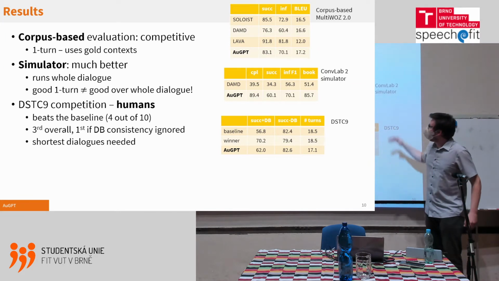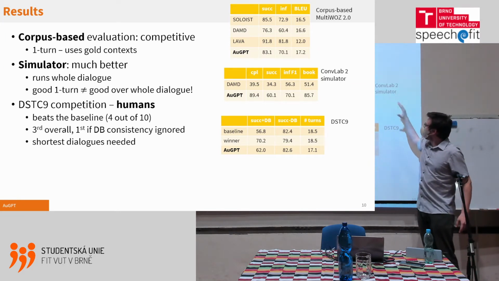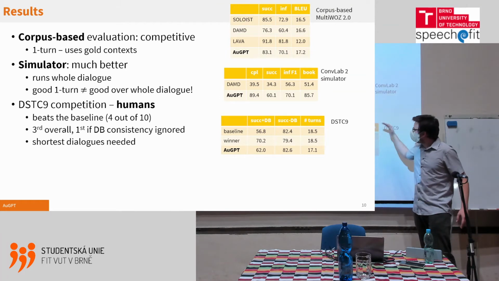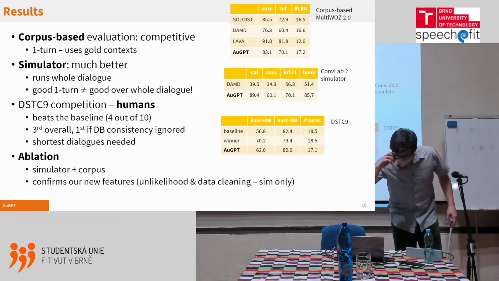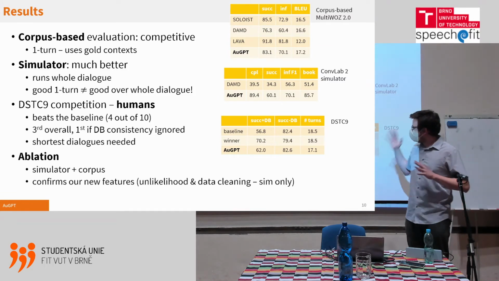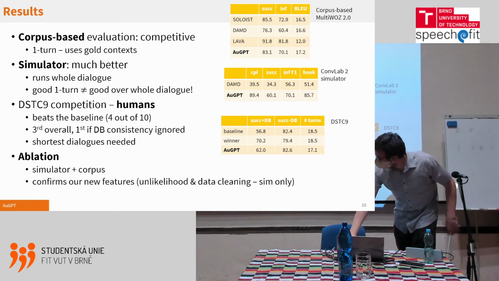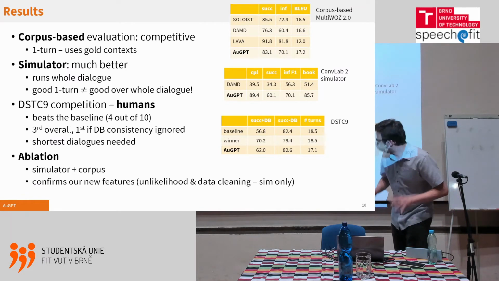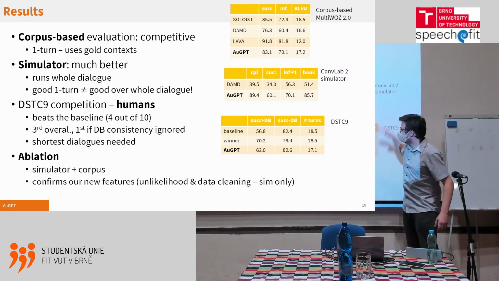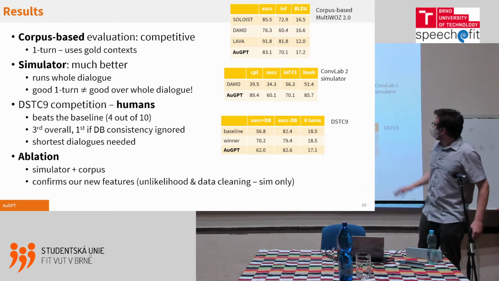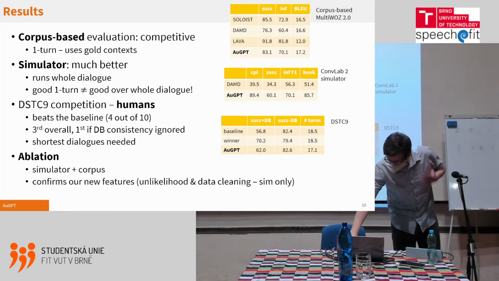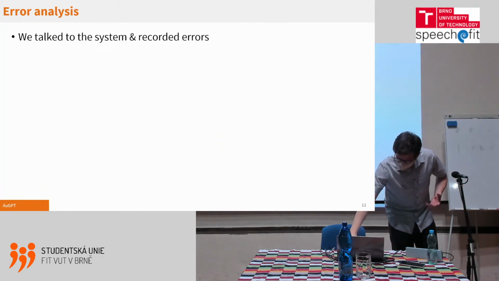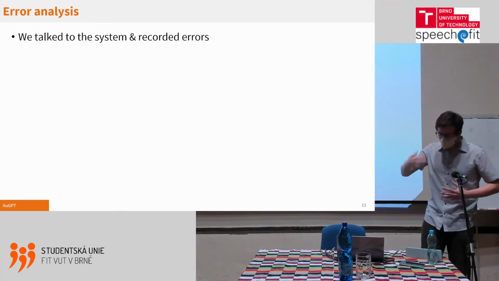If you look at the simulator and this kind of stuff, there are things that you only find when you actually use real humans to talk to the system. We confirmed that all of our improvements or additions to the GPT-2 model are actually helpful, and we tried both the simulator and the corpus-based evaluation. But we found in the human evaluation that there are still problems, and that's why we actually tried talking to the system ourselves and recorded all the errors.